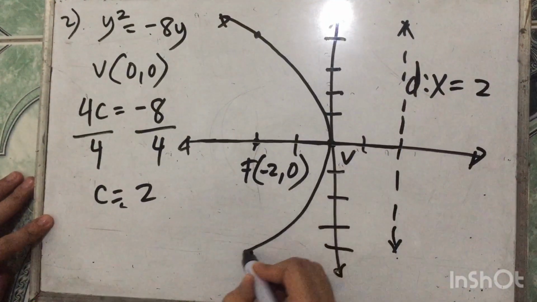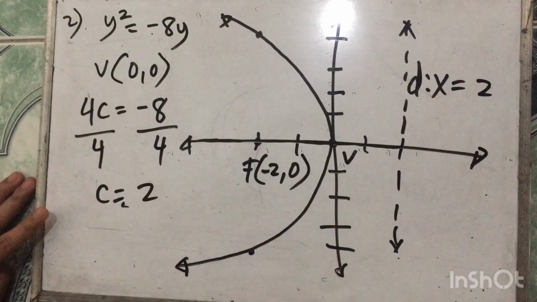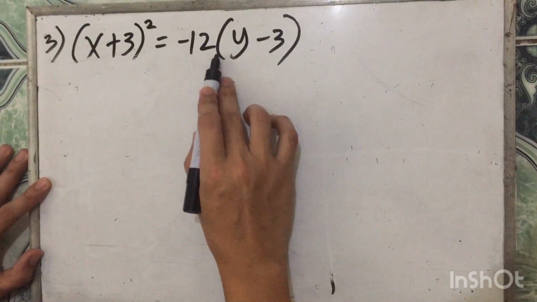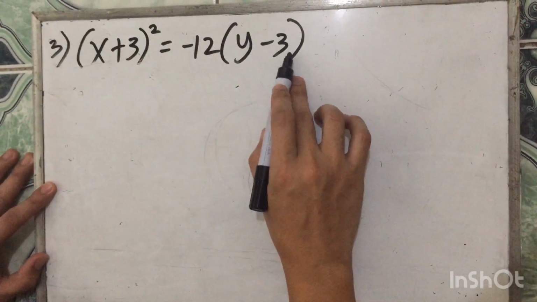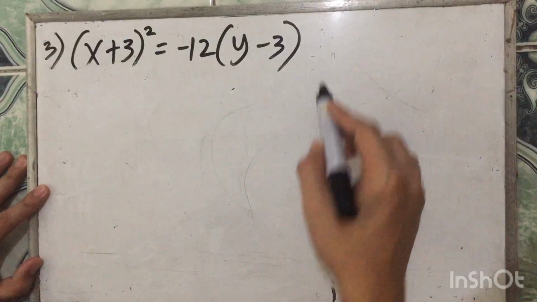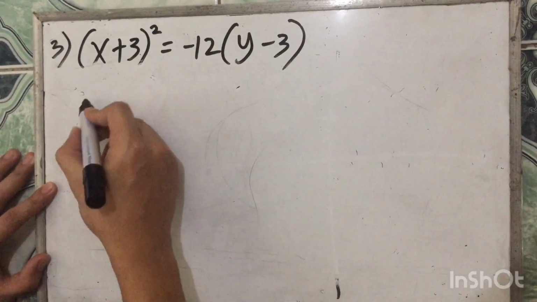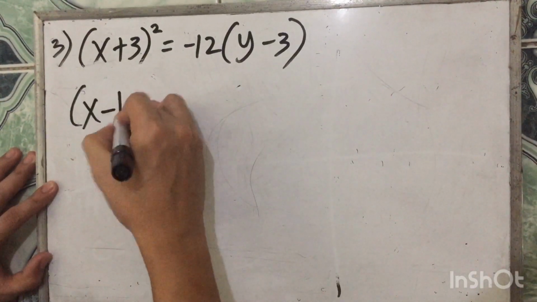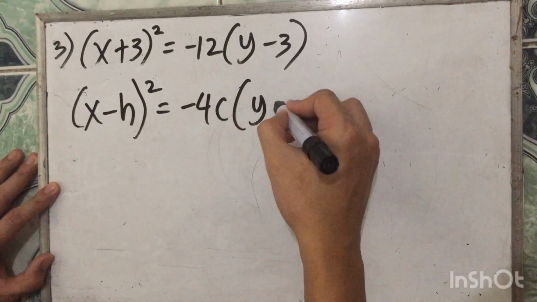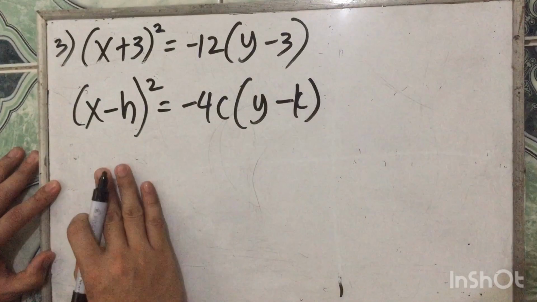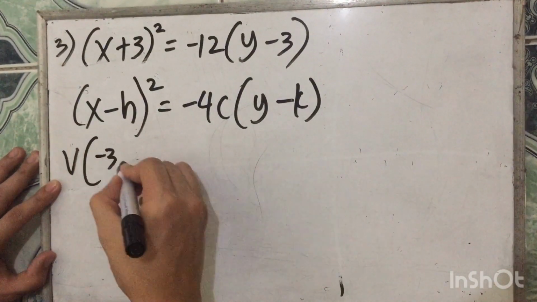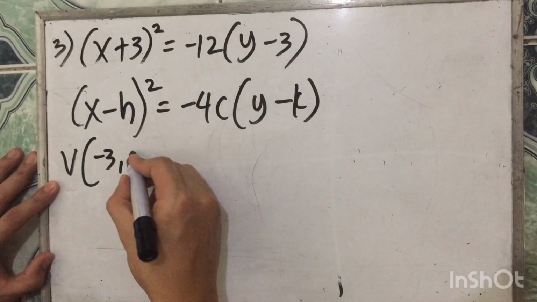So we have the parabola opens to the left. For example, is (x + 3)² = -12(y - 3). The -12 implies that the graph of the given equation opens downward. So we have (x - h)² = -4c(y - k). That means h is -3 and k is +3.